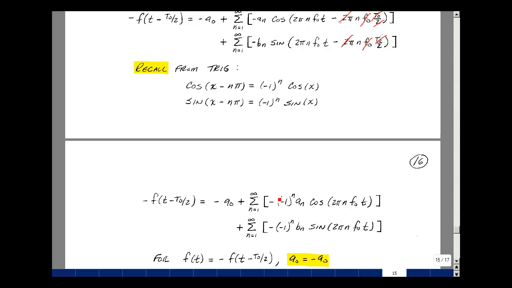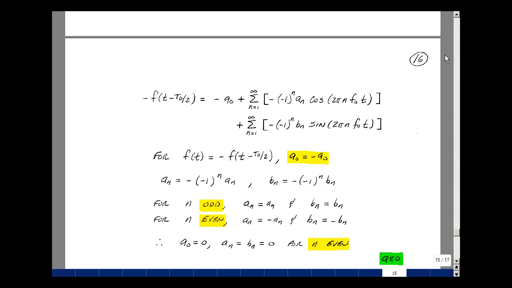I also have a minus sign. And then I have my a sub n times the cosine of x, which is 2 pi n f naught t. And likewise for the second term, I have minus b sub n, and then I have minus 1 to the n, and then the sine of x, which is sine 2 pi n f naught t. For this equation to equal f of t, you scroll back up, I won't do that right now, a0 has to equal minus a0. And then this term here would have to equal a sub n, and this term would have to equal b sub n.